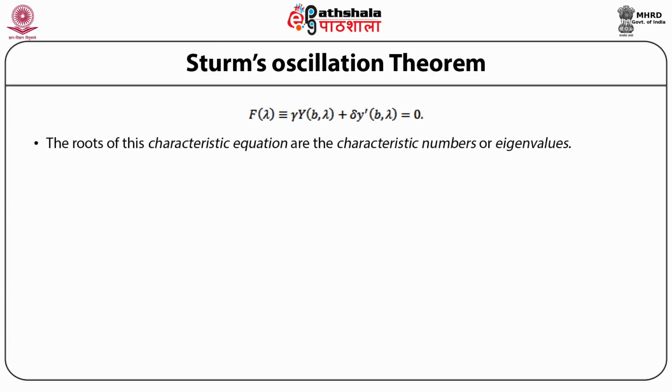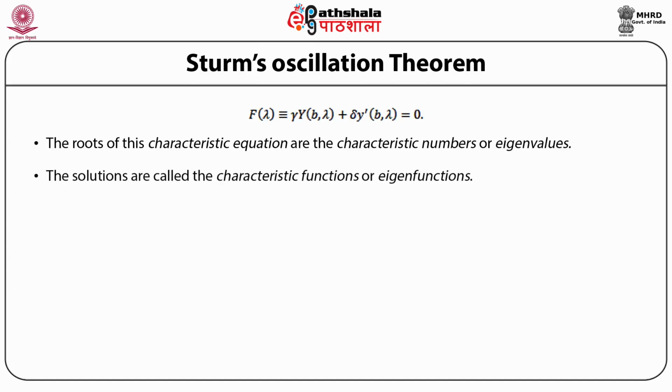The roots of this characteristic equation are the characteristic numbers or eigenvalues. These are the values of the parameter for which the 2-point boundary problem has a non-trivial solution. The solutions are called the characteristic functions or eigenfunctions.